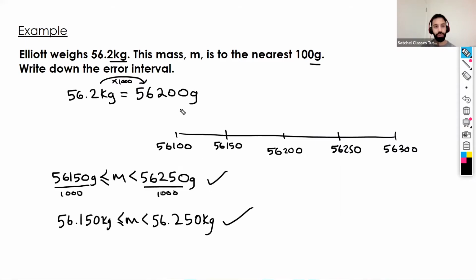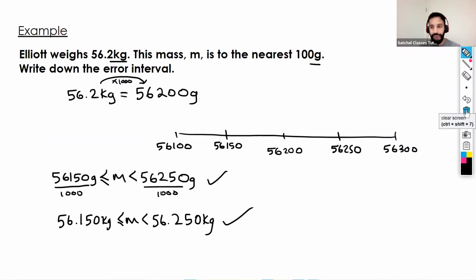So both answers would be perfectly fine if you wanted to give your answers in terms of grams or kilograms. But the key thing here is to convert your units into the same unit before you start the problem. So we can either work in terms of kgs or we can work in terms of grams. It doesn't really matter which way around you do it. All right, let's try another example.